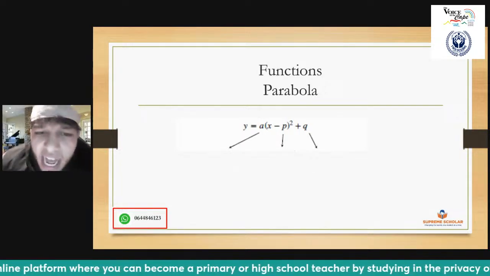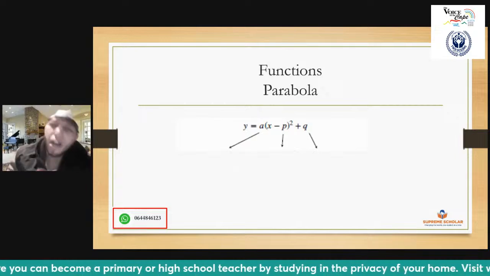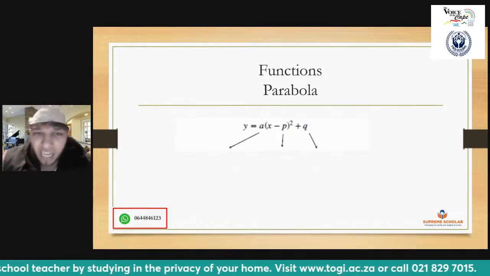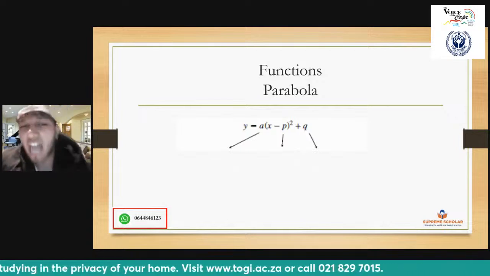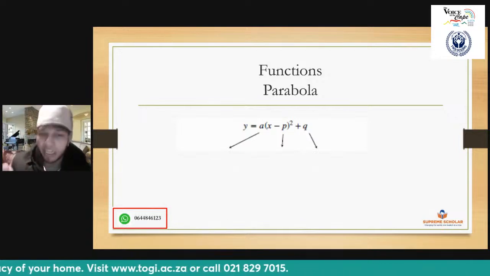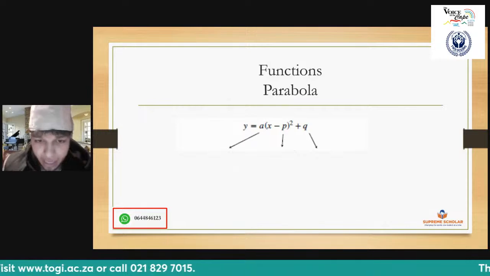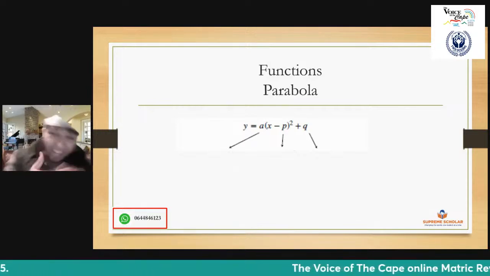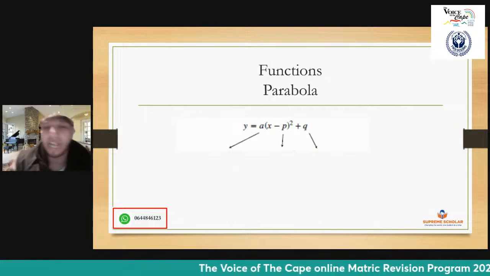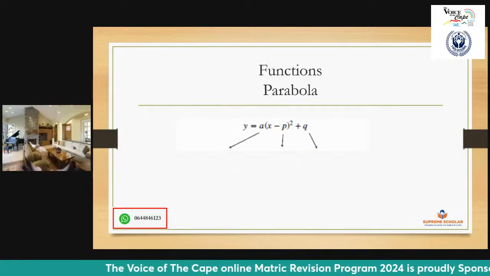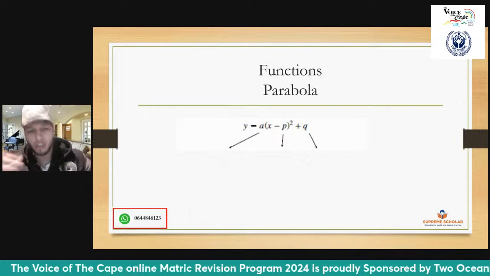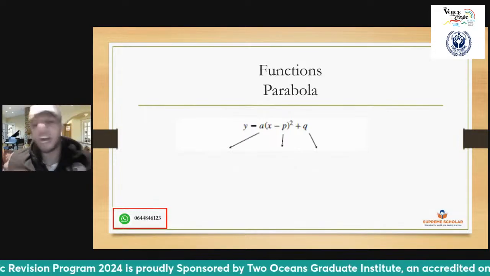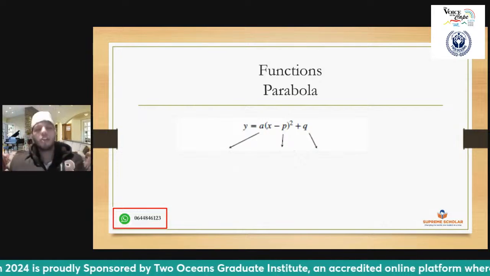Now, before I go into the parabola specifically, a function is basically defined as how one variable changes with respect to another variable. You understand? So that is a function. Let's say, hypothetically speaking, you are measuring distance with respect to time. One variable is distance and your other variable is time. So that is a function.